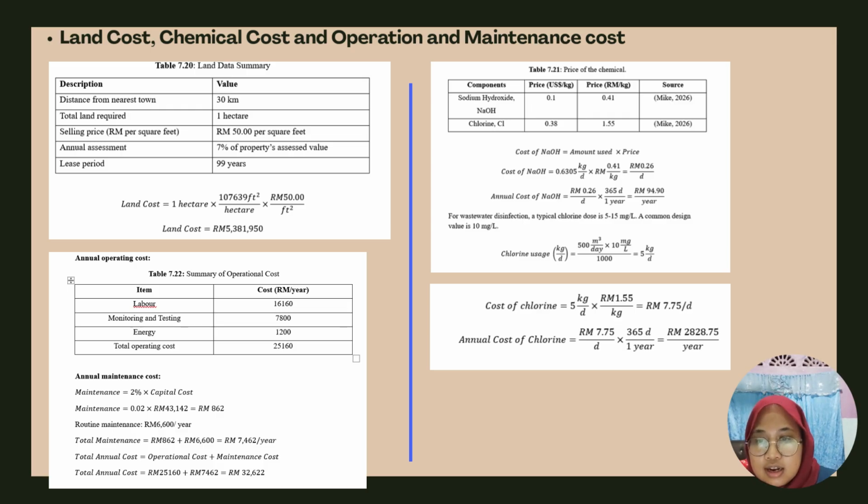Next is the land cost estimation for the proposed wastewater treatment based on the total area required for the treatment units using the industrial land price, which is 50 ringgit Malaysian per square foot. The estimated land cost is about 5.3 million Malaysian ringgit.